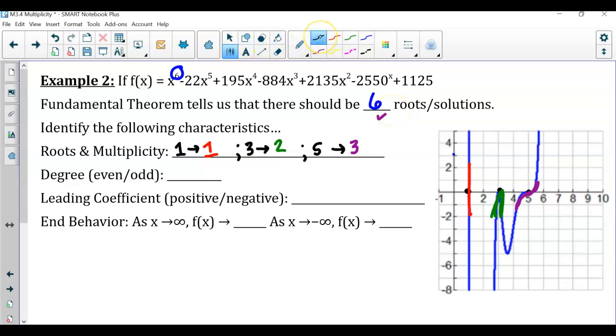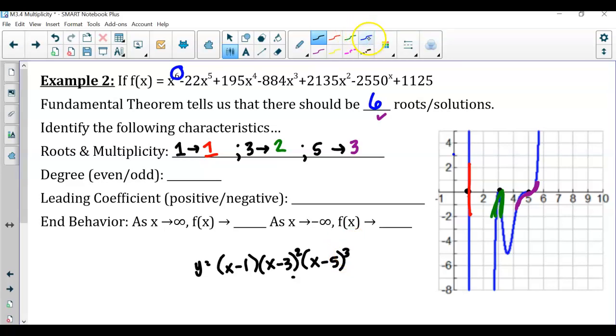So now if I wanted to write my equation, then that would be f of x, or y, is equal to not x plus 1, but x minus 1 with that exponent multiplicity of 1. Then here we would have not positive 3, but x minus 3, but because it has a multiplicity of 2, to the second power. Then here, not positive 5, but x minus 5. Then notice how with the multiplicity of 3, to the third power.